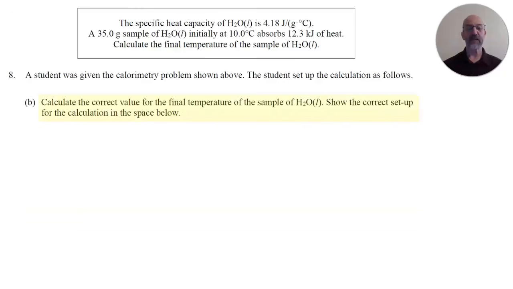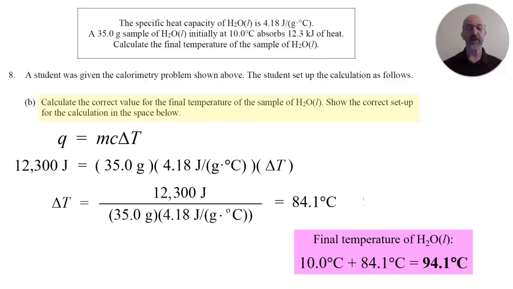And in part B of this question, it says, calculate the correct value for the final temperature of the sample of liquid water. Show the correct setup for the calculation in the space below. So there's the setup for my delta T, which works out to be 84.1 degrees Celsius. And the final temperature of the liquid water is actually 94.1 degrees Celsius. All right, well, those are the answers to question 8 in this packet.